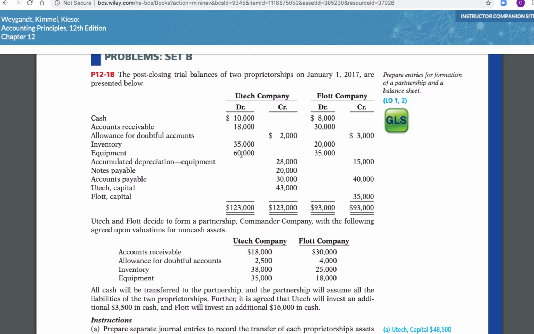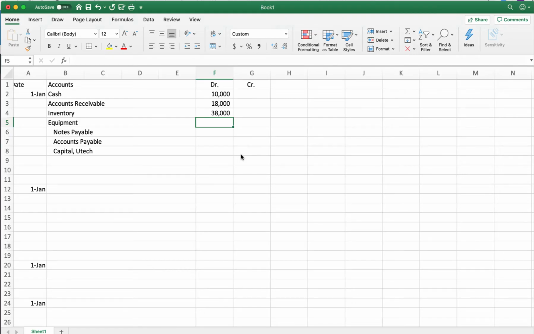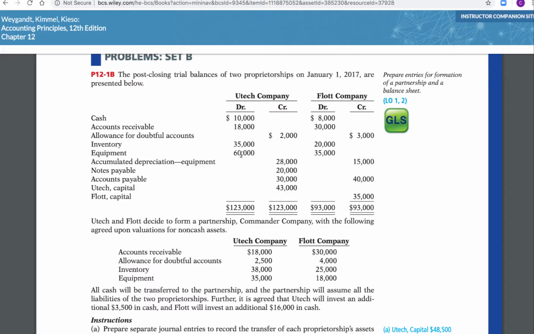Well, we did some analysis. We found out that if today we were going to buy the same merchandise or the same inventory that we have, it would cost us $38,000 today. That's the amount we need to use. That fair value of $38,000, which I plugged in. Same thing with equipment. What's the value of the equipment? Well, I could calculate book value, right?